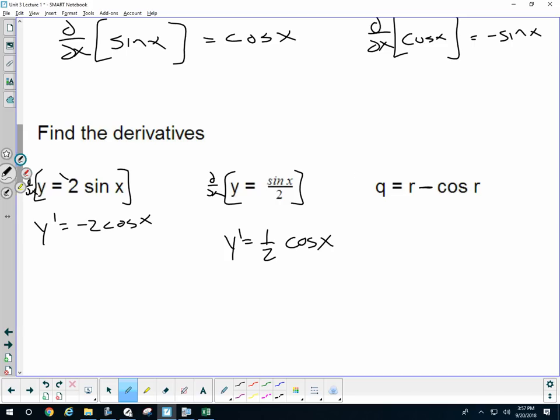So here I would take the derivative with respect to r to get q prime or dq dr. Since I'm taking the derivative with respect to r, I'd think of this as being like an x, not like a constant. So this derivative would be 1. Now the derivative of cosine is negative sine. If I have minus cosine, it'd be like minus negative sine. This would turn into plus sine r. Okay?